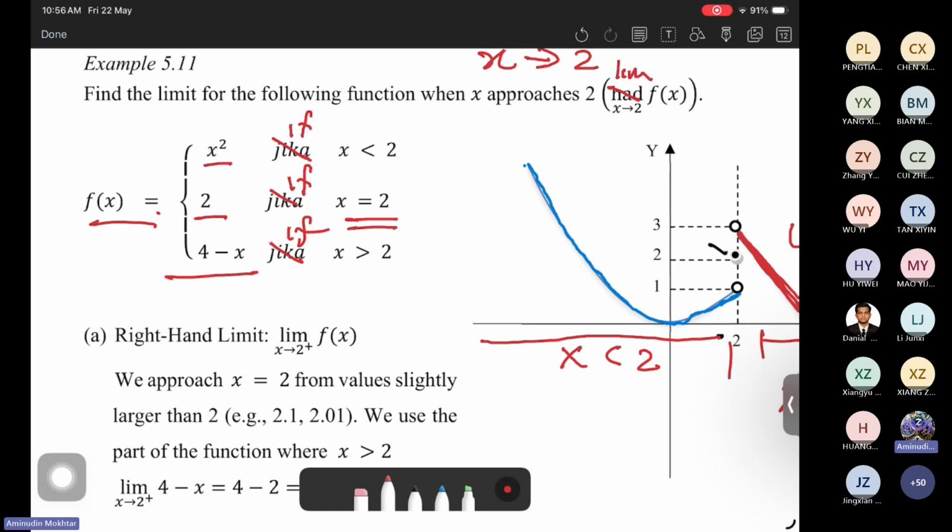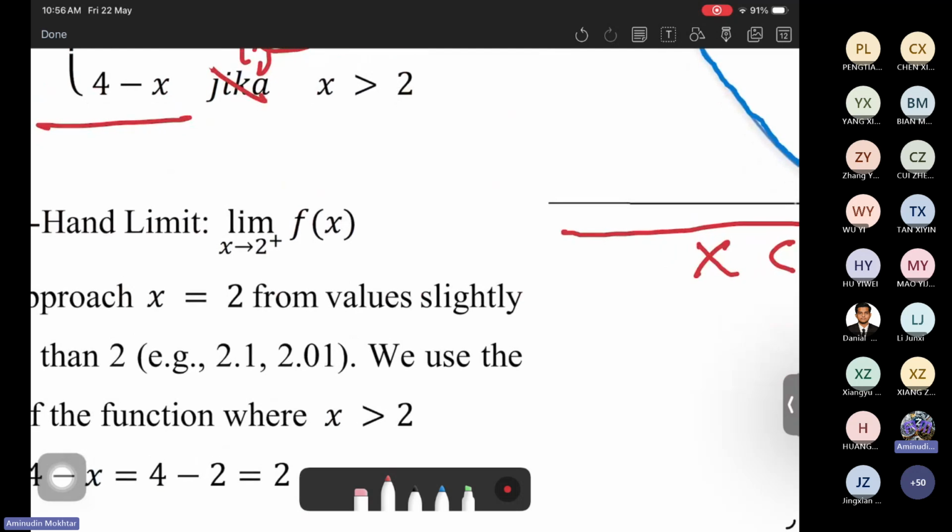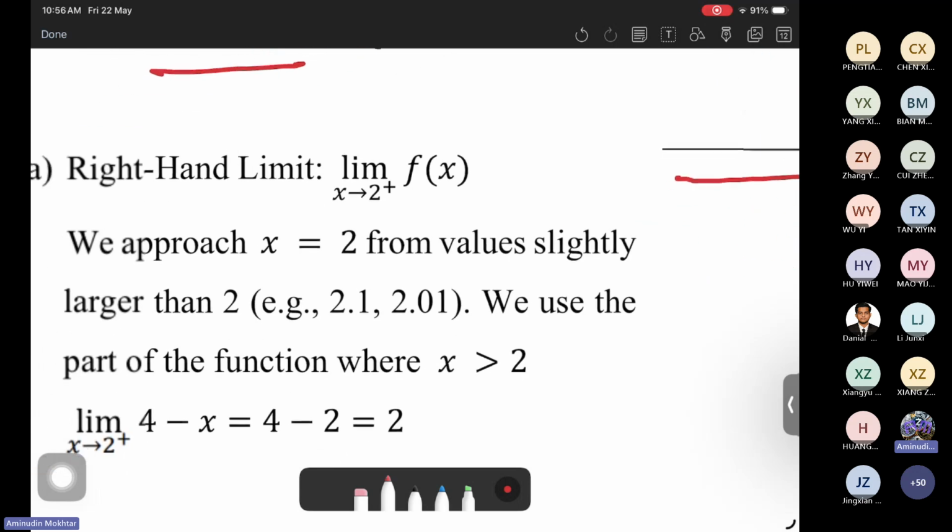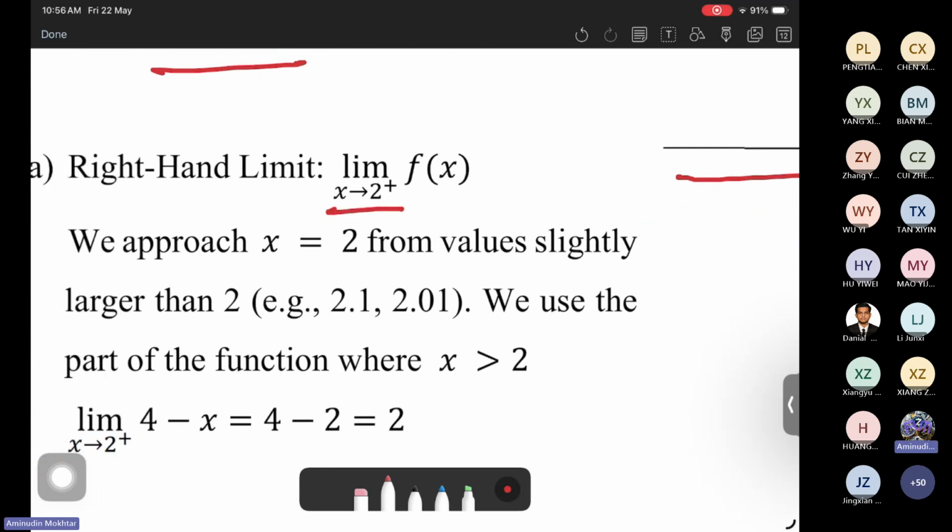Now we need to find the right-hand limit. How to find the right-hand limit? For example, the limit of the function when x approaches 2 from the right, we need to choose values of x greater than 2. When x approaches 2 from values slightly larger than 2, maybe 2.1, 2.01, 2.001.